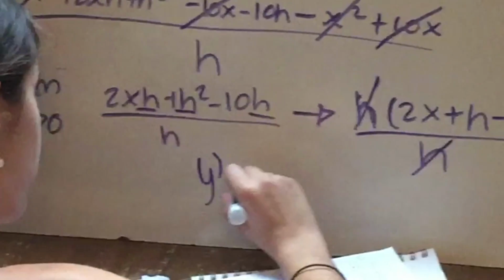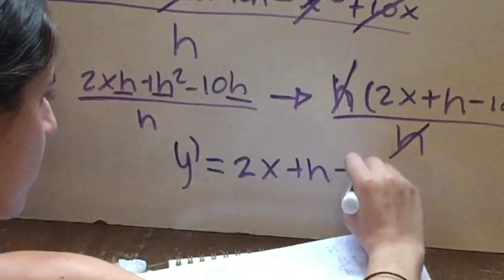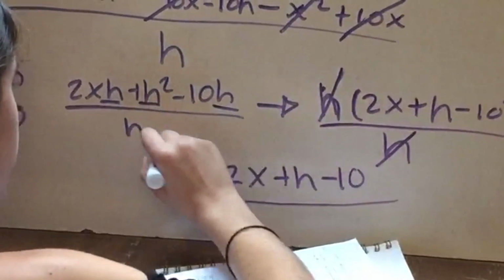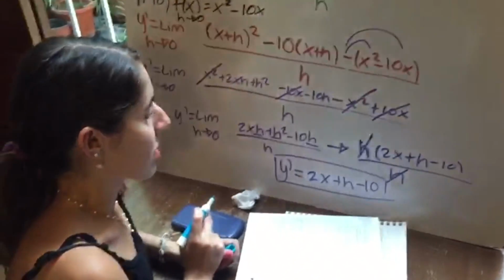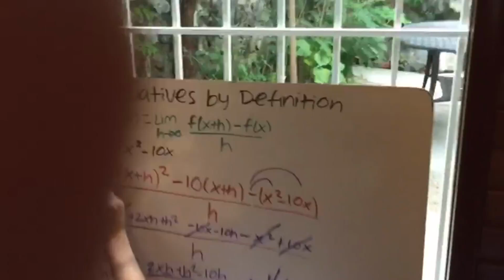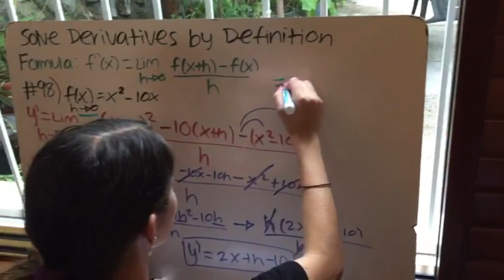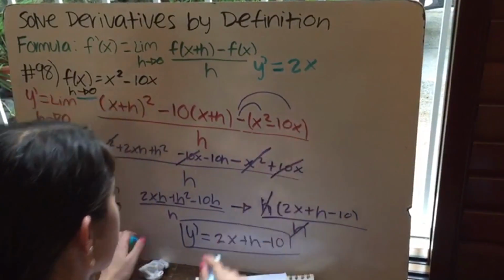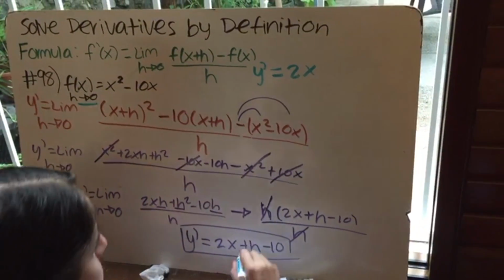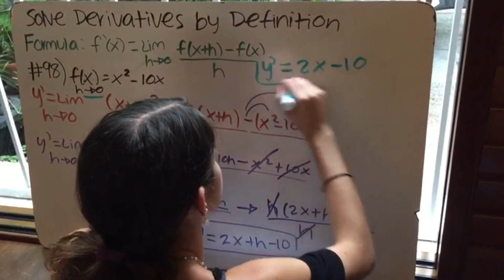y prime equals 2x plus h minus 10. Remember to write the little apostrophe after the y so that we know it's a derivative. So finally, so we can have our final answer, we will substitute the h with 0 with what we got. So our final answer will be y prime equals 2x. We have 0 in h, so this is 0. So we get this.